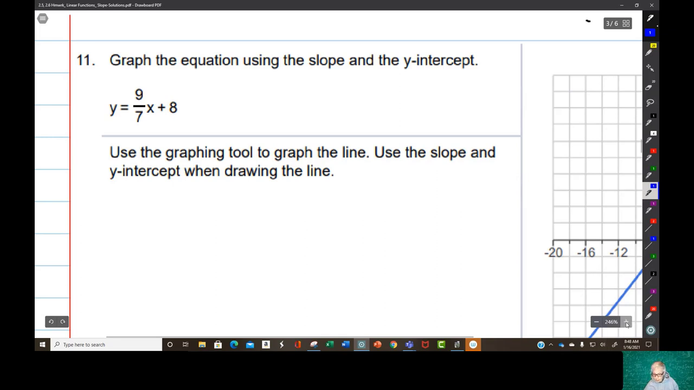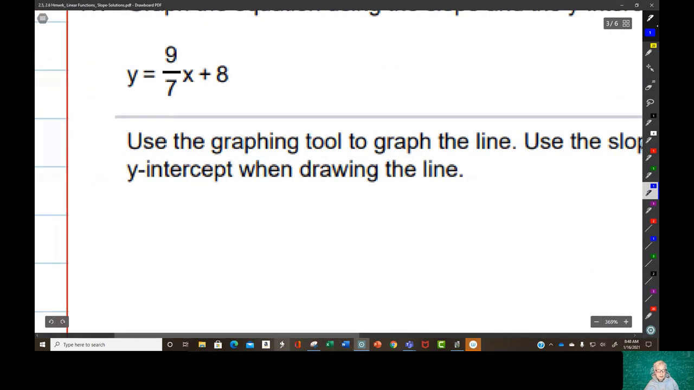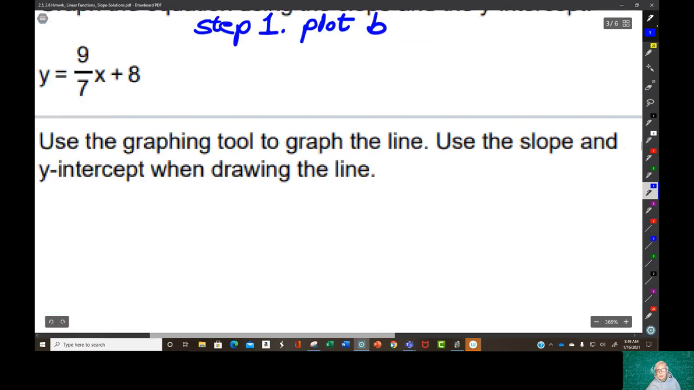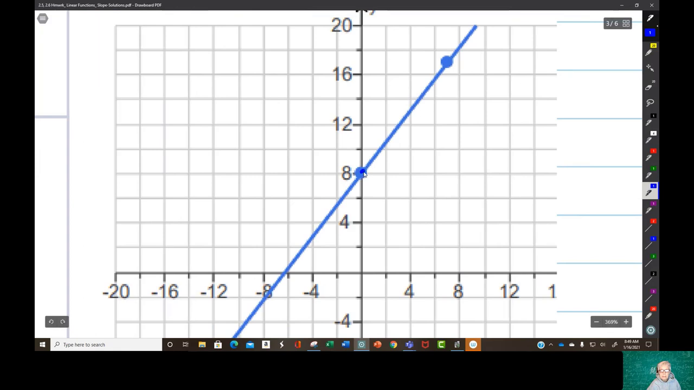So what you do is a two-step process. Well, actually, it's a three-step process. Step one: start at b. Now, I didn't make that clear. Plot b. In this problem, b is 8. So what I would do is I would come over here to the graph and I would put a great big dot on 8.